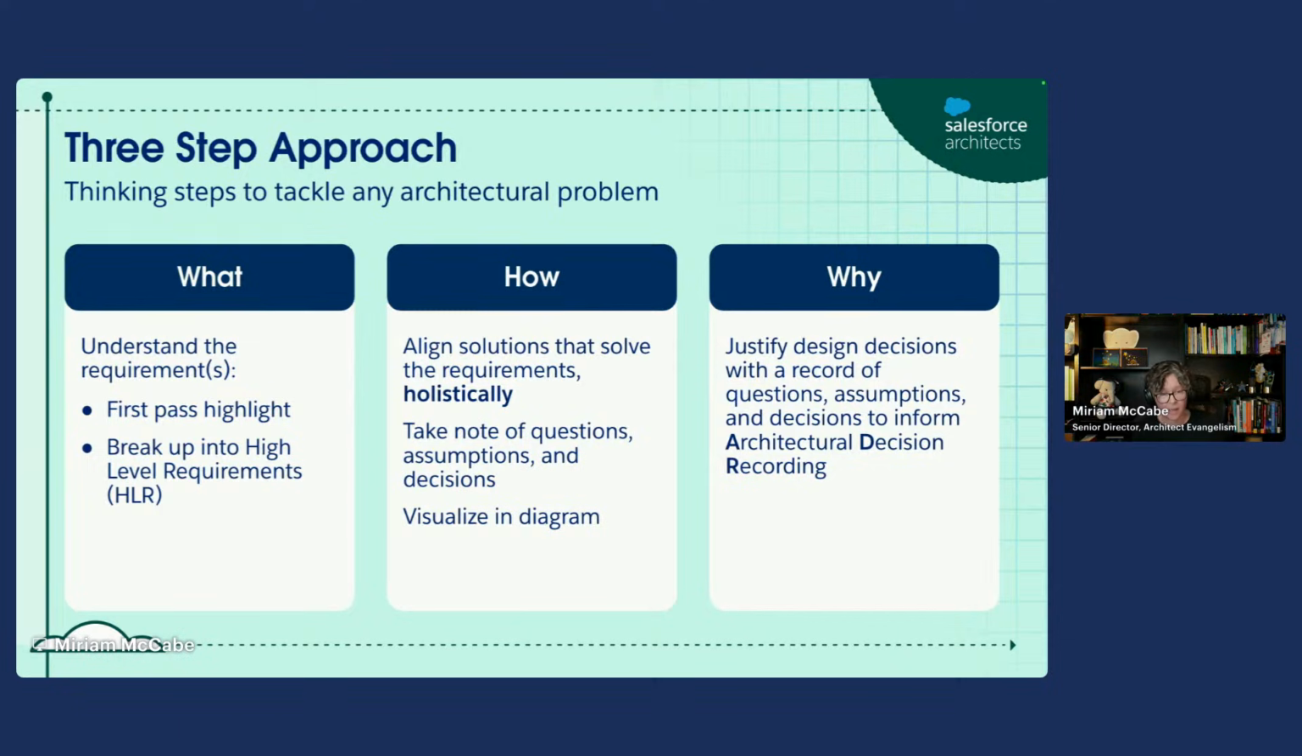In the how step, I'll be taking those high-level requirements and aligning solutions to them. I'm going to do that in a holistic way. With that, I mean one requirement may impact another, so where that is relevant, I may group some requirements together. As I go through it, I'm going to be taking notes of questions, assumptions, and decisions that I take along the way. And as I mentioned, I'm going to be drawing it out in a diagram.